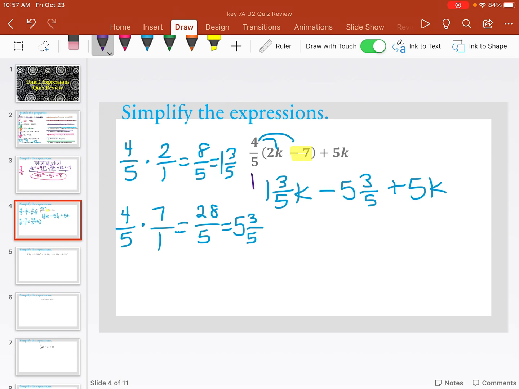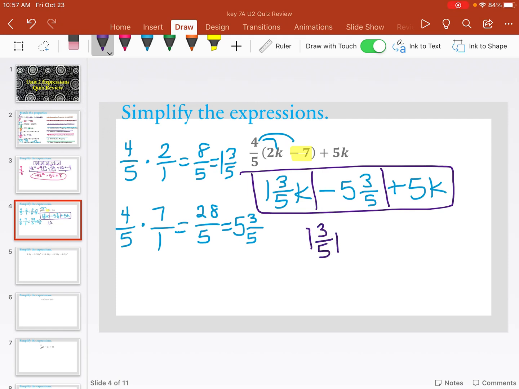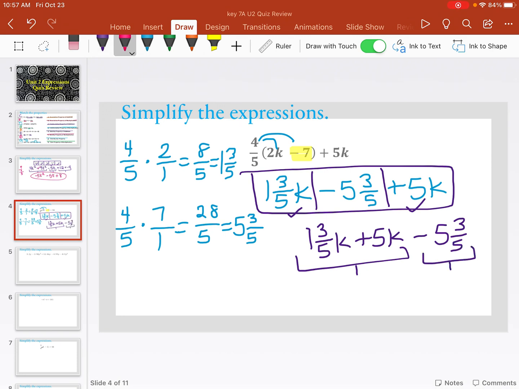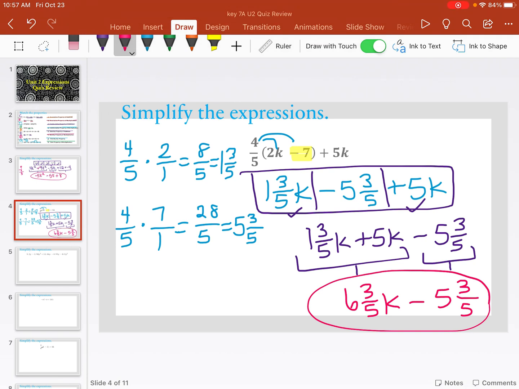Now that I did that, now that I handed out the tickets, I can train it up. Hand out the tickets, and then get on the train. So now I can rearrange this so I can combine my like terms. So find my families. I've got 1 3/5 k plus 5k. There's my k family. And then my minus 5 3/5, my constant family. So 1 3/5 plus 5, 1 plus 5 is 6 3/5 k minus 5 3/5. And that is our final answer for that one.